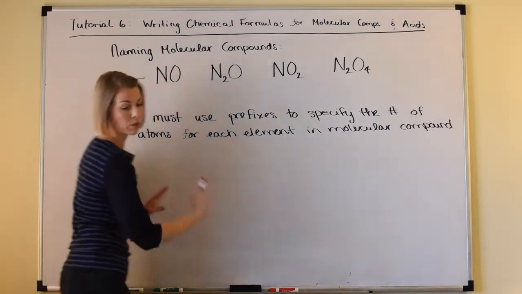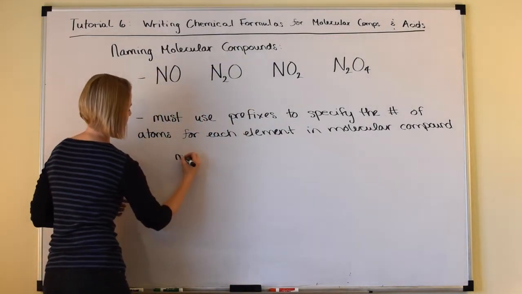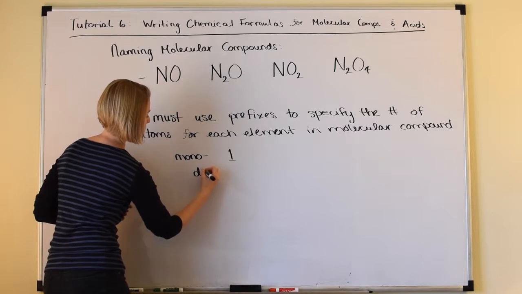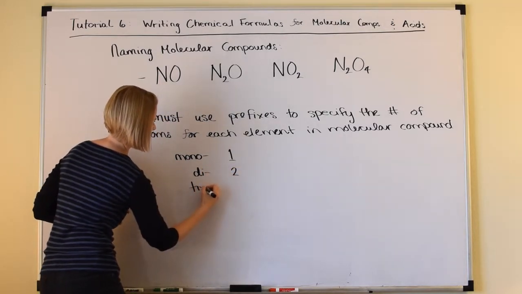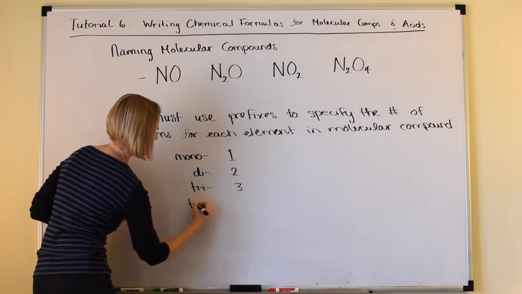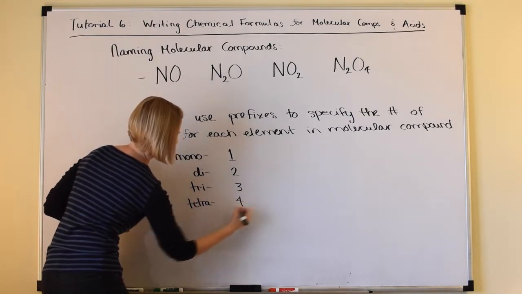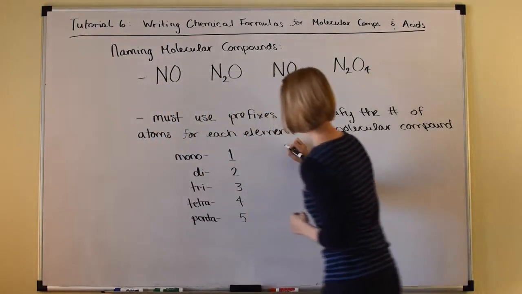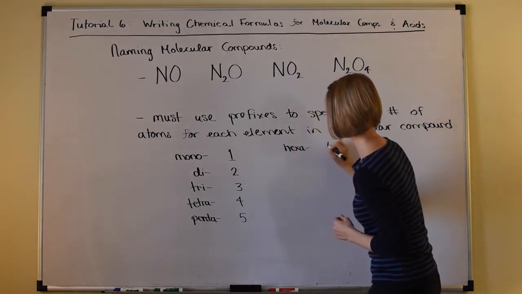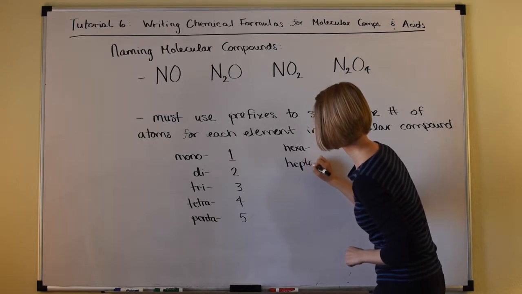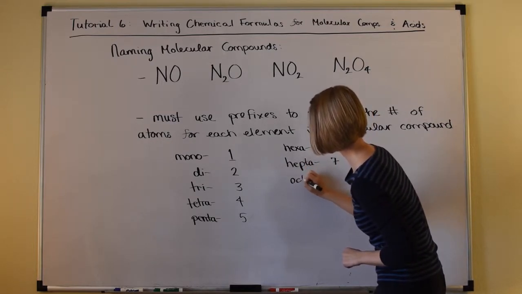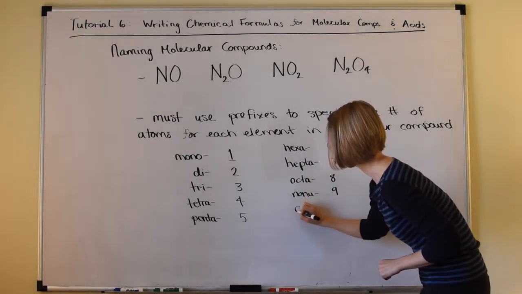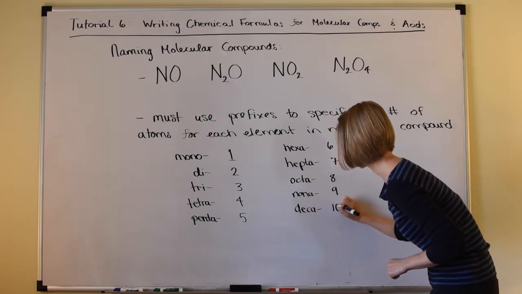All right, starting with, and these are written out for you on slide 2, so if you don't want to write them all down, that's okay. They are in the notes. Mono is the prefix for 1. Di is the prefix for 2. Tri is the prefix for 3. Tetra is 4. Penta is 5. Hexa is 6. Hepta is 7. Octa is 8. Nona is 9. And Deca is 10. Okay, so those are our prefixes.